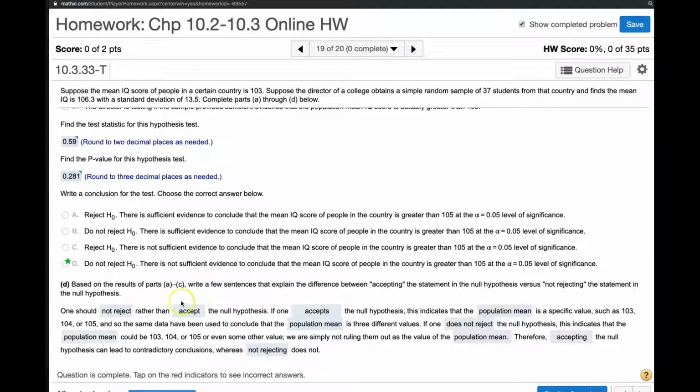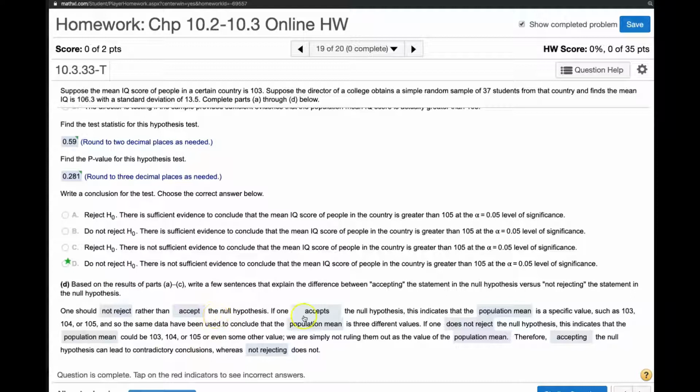I think the hard part is this last part here, part D. One should not reject the null hypothesis, right? One should not reject rather than accept, because if you accept, what we're saying is the null hypothesis is true. And again, that's similar to us saying not guilty. Doesn't really mean innocent. It just means we didn't have enough evidence to say you were guilty.